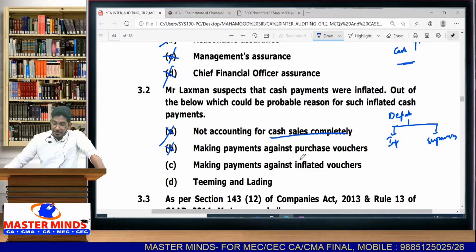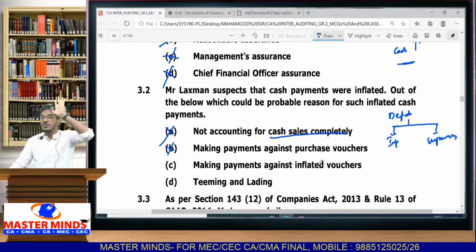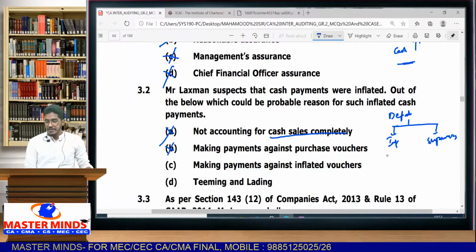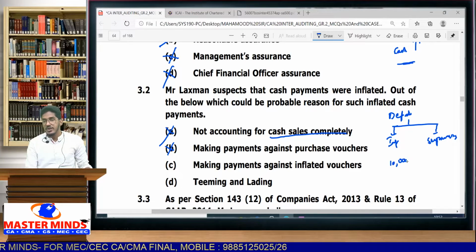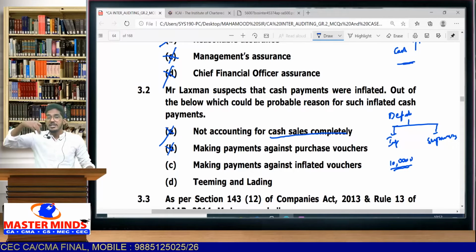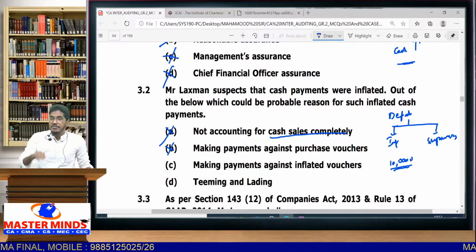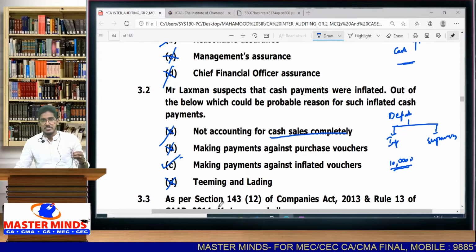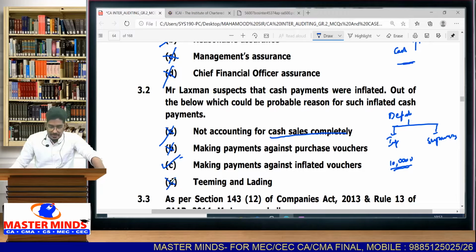C option. Making payments against inflated vouchers. You are making payment against vouchers, but the amount in that voucher is inflated. For example, if you have purchased 10,000 rupees, you are adding one more zero in the voucher and making it 1 lakh. You are inflating the amount in the voucher, then making a payment. Will it result in inflating cash payments? Definitely yes. Teaming and lading is also not a technique for inflating cash payments. It is a method for suppressing the cash receipts. So what is the correct option? C is the correct option.